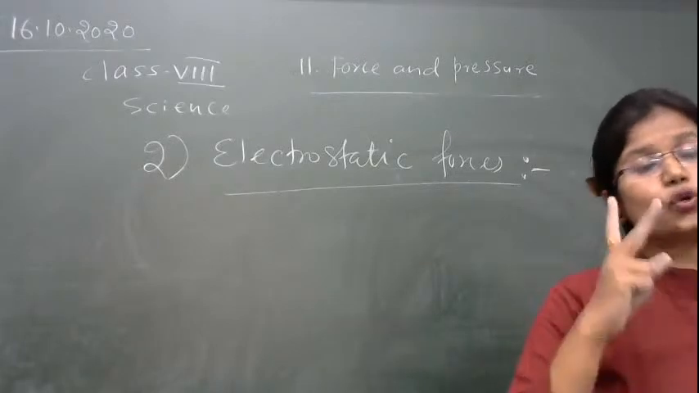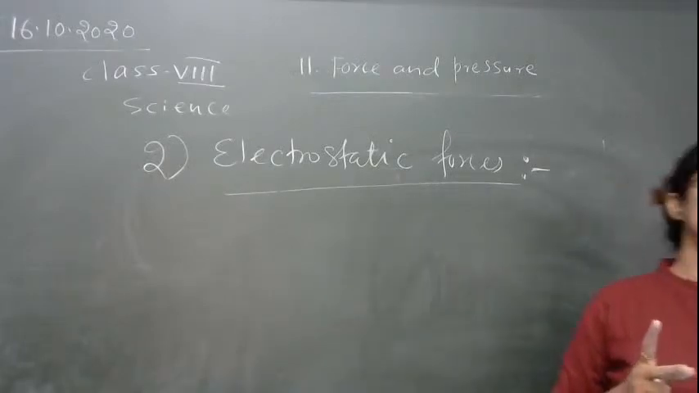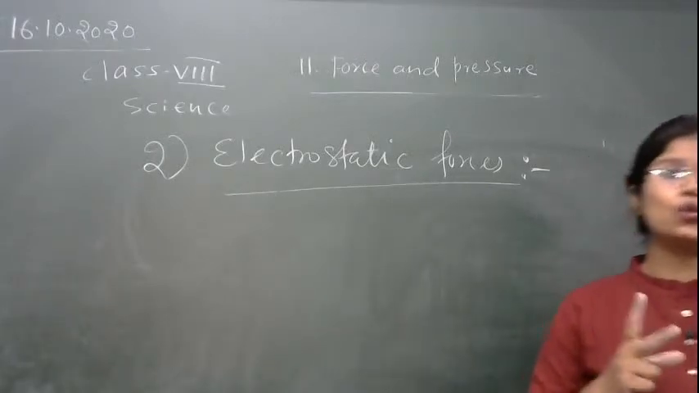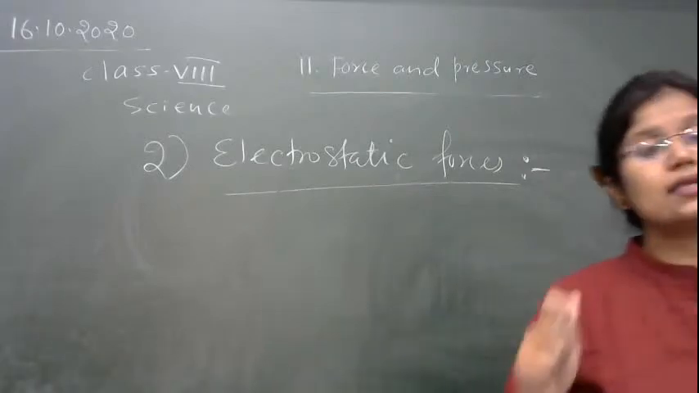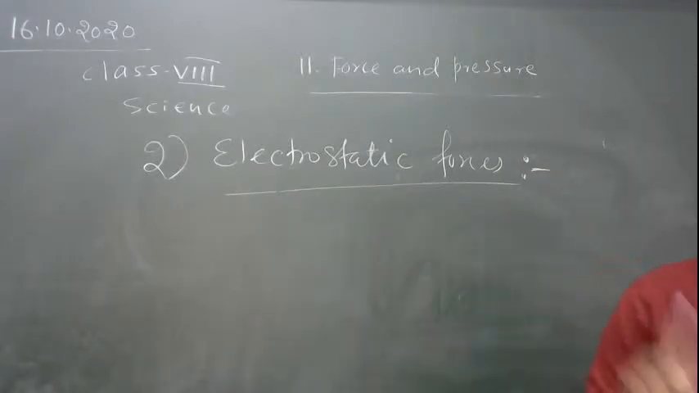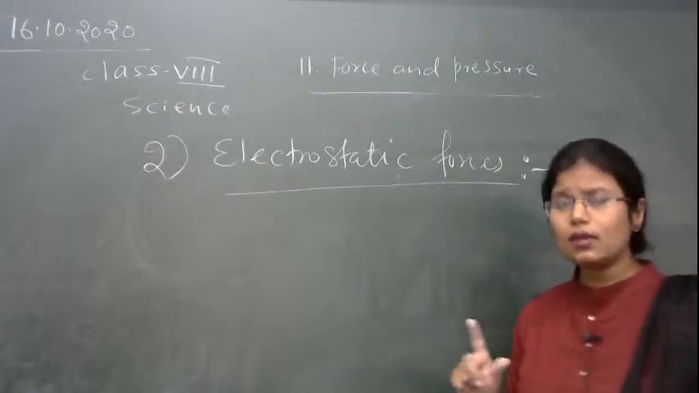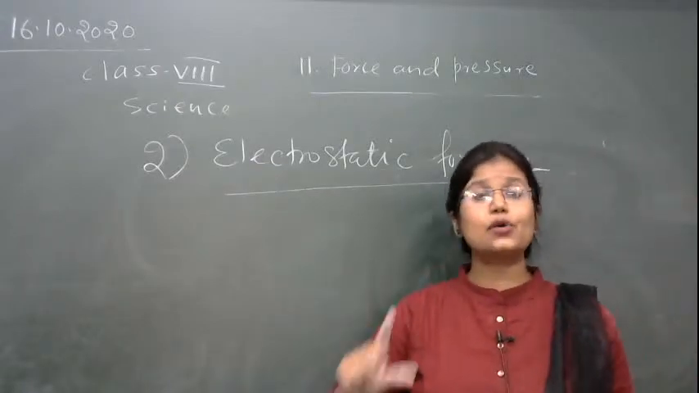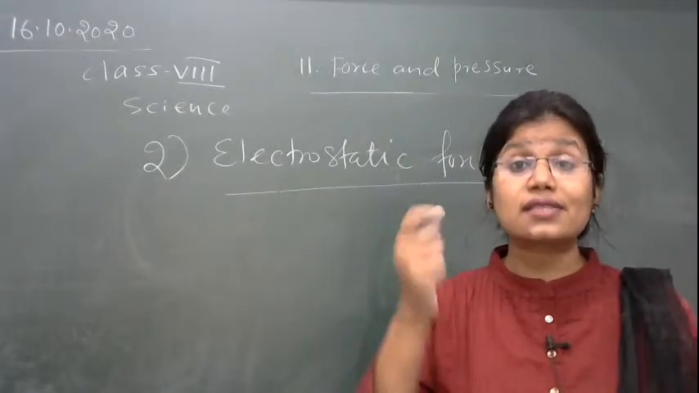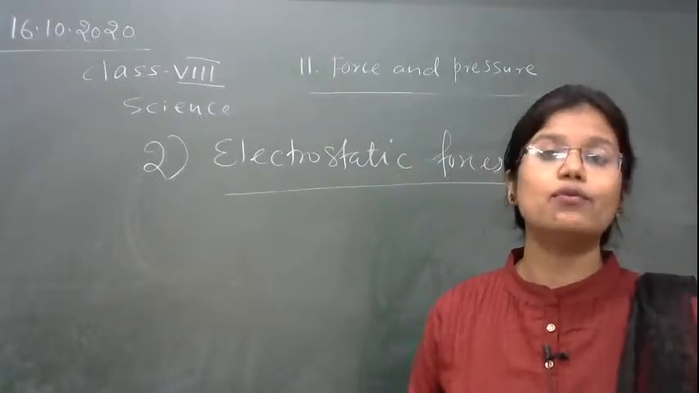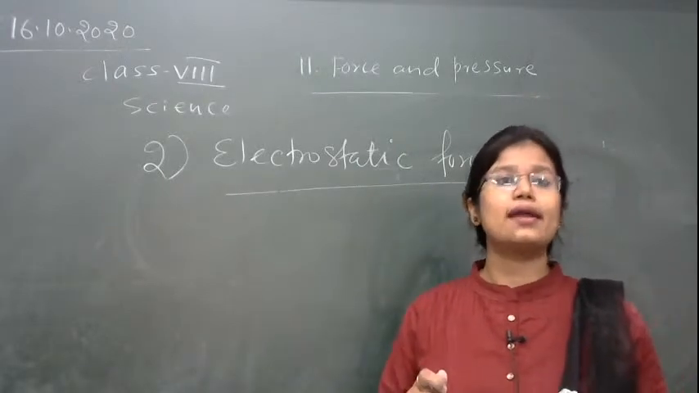We have two rulers. You do the activity at home. We have two rulers. One ruler is the plastic one and one is the metallic one. Ruler is the scale only. Scale is not the proper word here, so we are taking ruler.